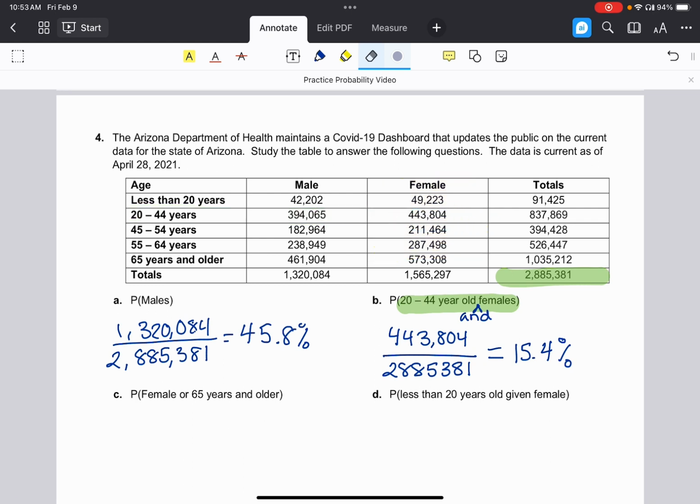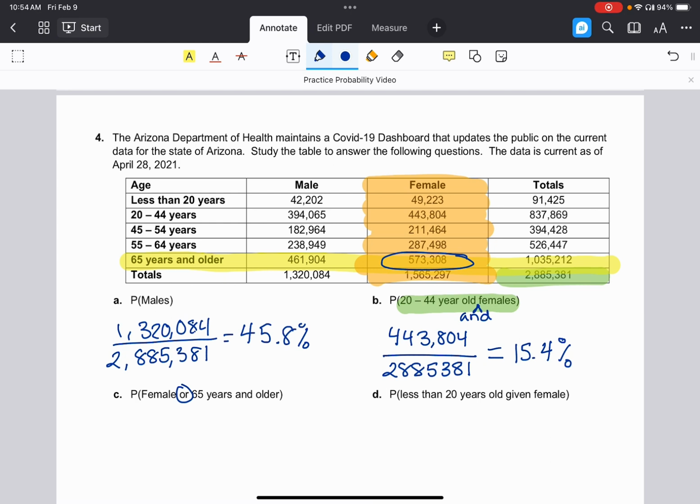Next task is an "or." So remember, or is an either. We have female or 65 years and older. So 65 years and older is that bottom row, and female is the whole third column. And keep in mind we have an overlap here. So there are two different ways we could go about doing this. Option one would be to add the number that's 65 years and older and male to all the numbers in the female column.